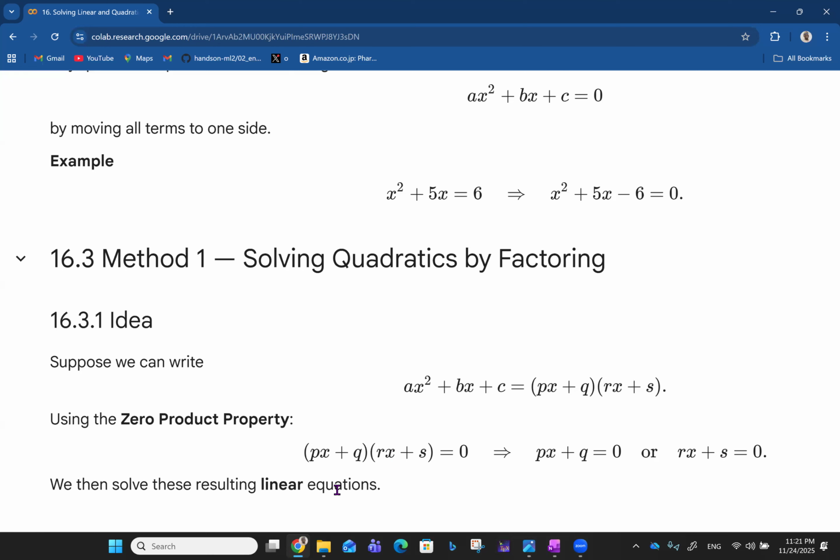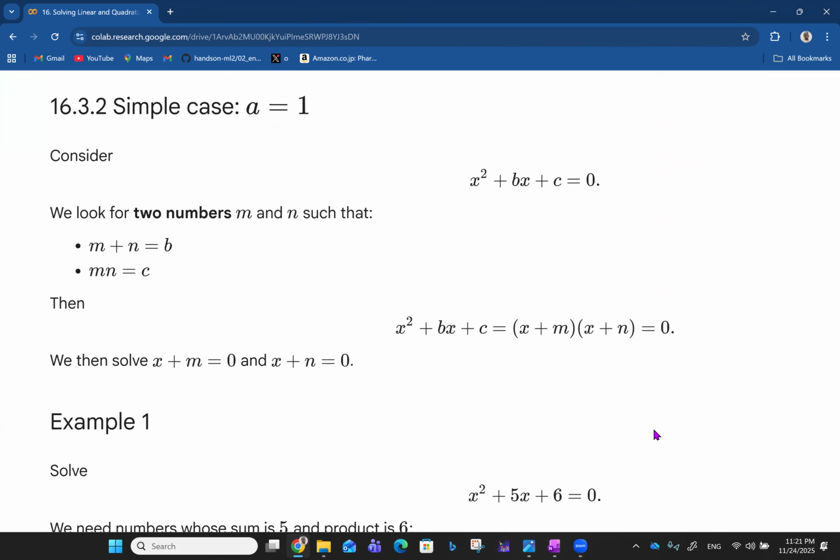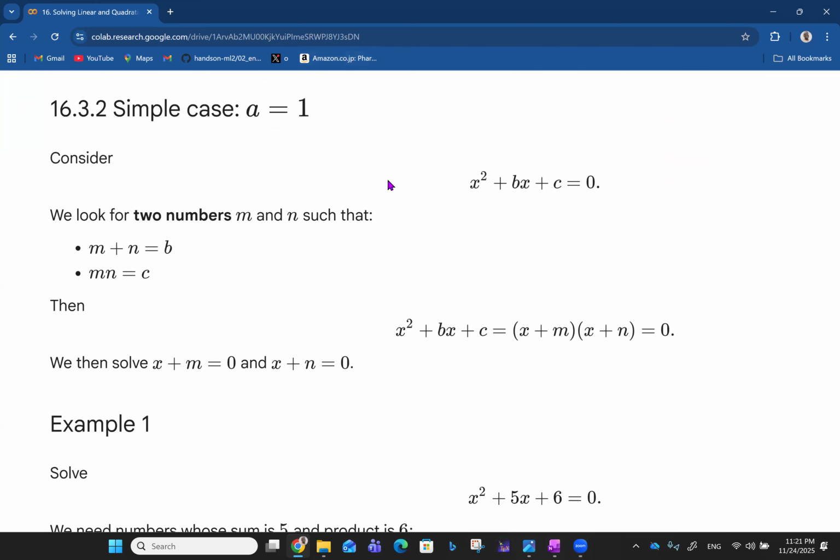Then we can solve these resulting linear equations. So if we are looking at ax squared plus bx plus c equals 0, we factor it as px plus q times rx plus s, then we equate each part to 0 and we solve. So let's look at a simple case where the coefficient is simply 1. Consider x squared plus bx plus c equals 0. That means a is 1. So we look for two numbers, m and n, such that m plus n is b. We've done this a couple of times, so I may not take too much time on this. And mn is equal to c. Then we say x squared plus bx plus c is the same thing as x plus m times x plus n equals 0.